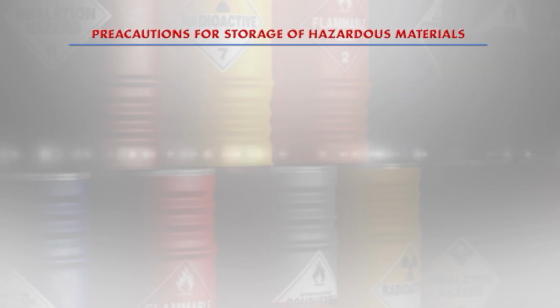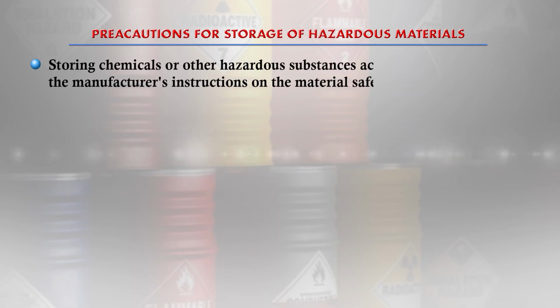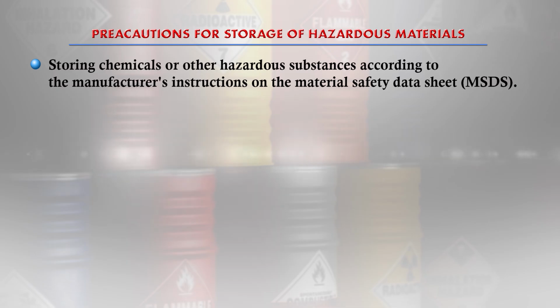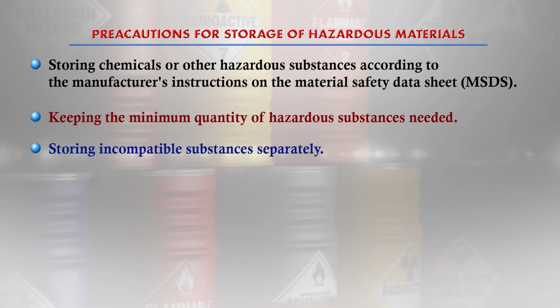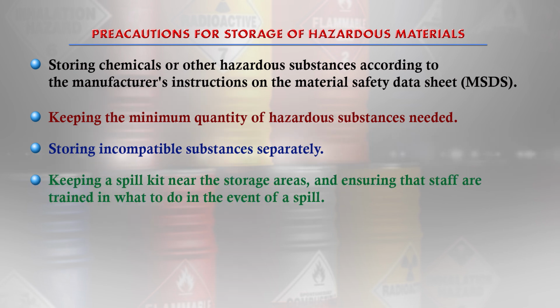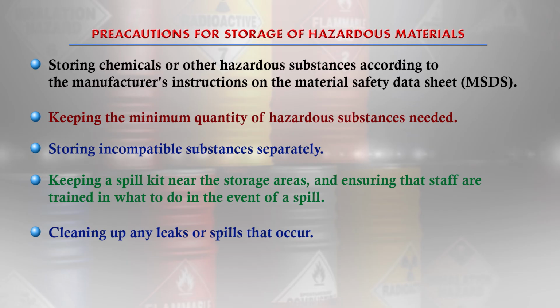Following precautions should be observed to control risk, such as storing chemicals or other hazardous substances according to the manufacturer's instructions on the material safety data sheet, normally in short we call MSDS. Keeping the minimum quantity of hazardous substances needed. Storing incompatible substances separately. Incompatible substances are such substances that, if stored together, will cause a serious accident. Keeping a spill kit near the storage areas and ensuring that staff are trained in what to do in case of spill.